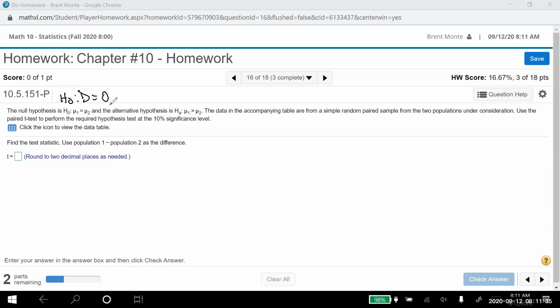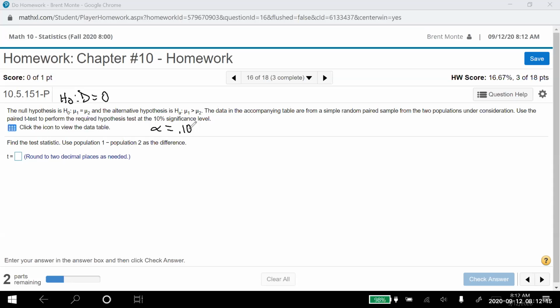Okay, and the alternative hypothesis is mu1 is greater than mu2. So what they're saying is the first group, maybe like those ages of the husband and wife, they're saying, hey, I think the husbands usually are older than the wives. Let's test that. And so that's the type of thing they're doing here. The data in the accompanying table are from a simple random paired sample. We're in good shape. From the two populations under consideration. Use the paired t-test to perform the required hypothesis test at the 10% significance level. So we know alpha is 0.10. So we can go from there.